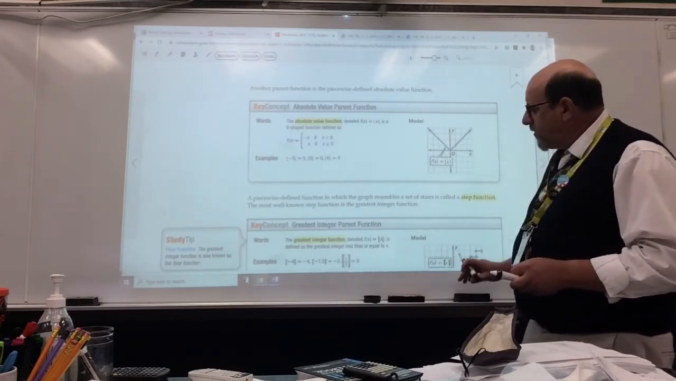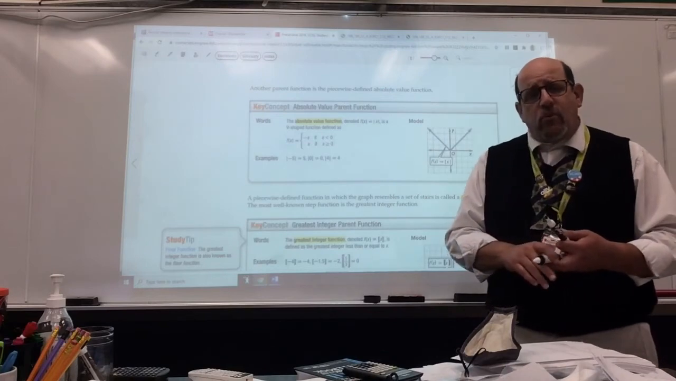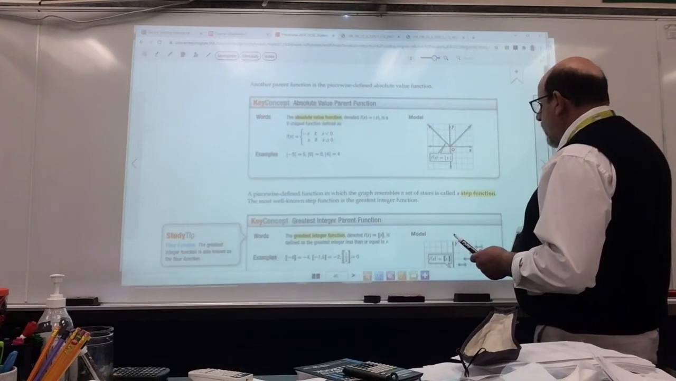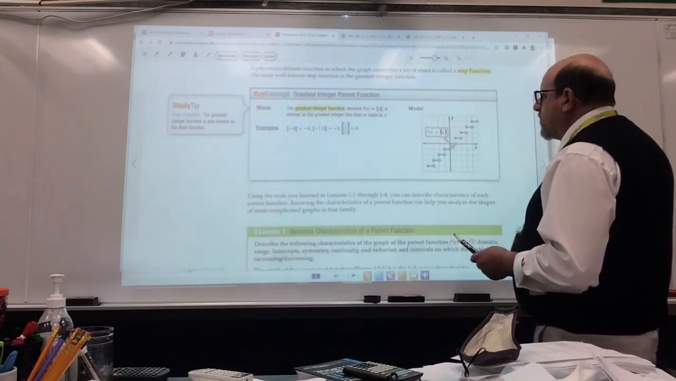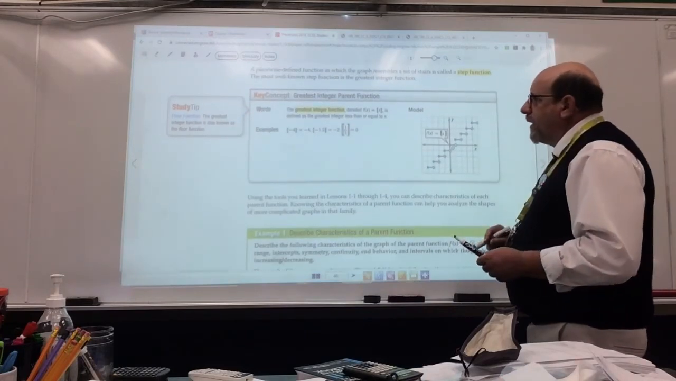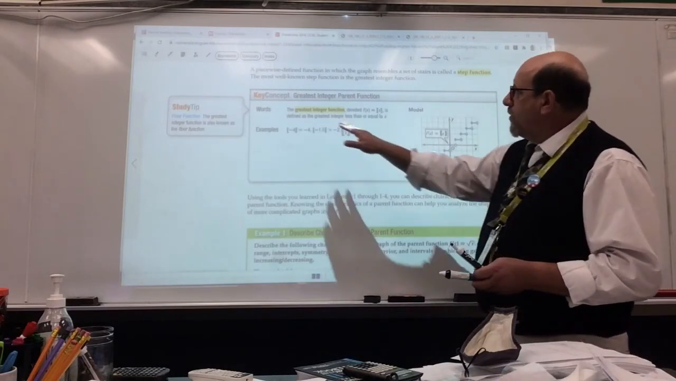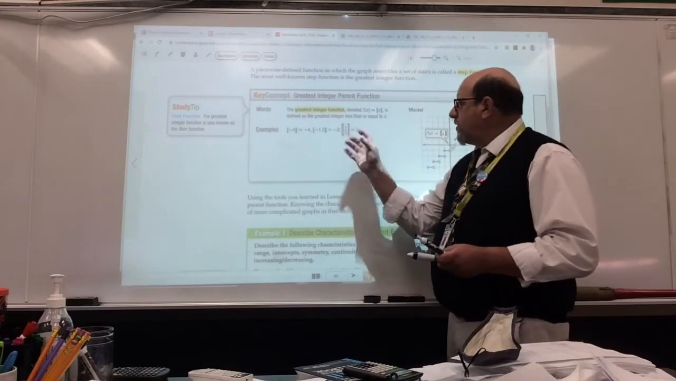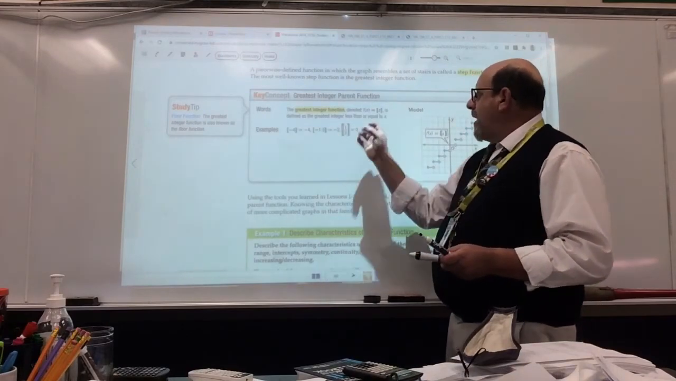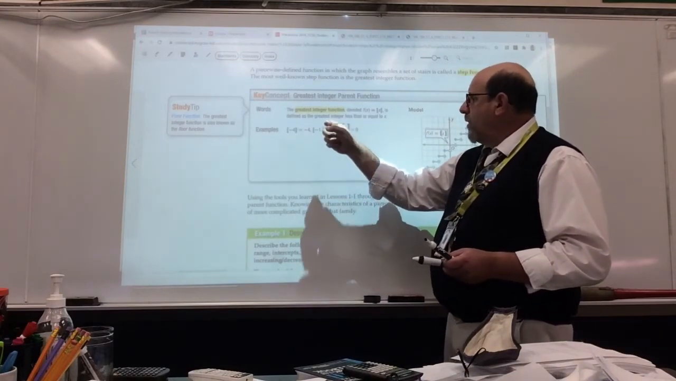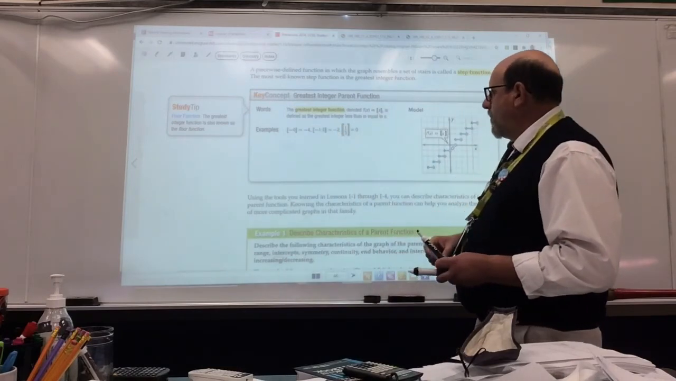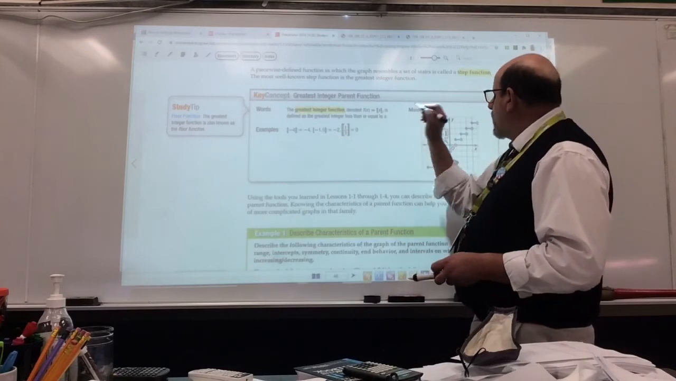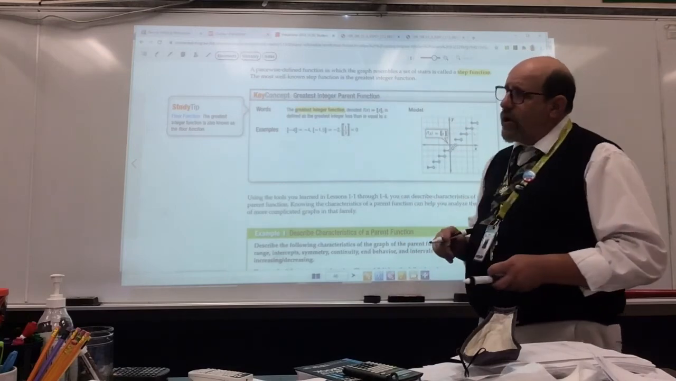The last parent function is a function that you probably don't know the name of, but you've seen before. It's just that simple step function. And I want you to see it's called the greatest integer function. And all that means is what's the greatest integer next to a certain number, right? It's got this weird double bracket. You can go ahead and just bracket it when you're doing your homework.